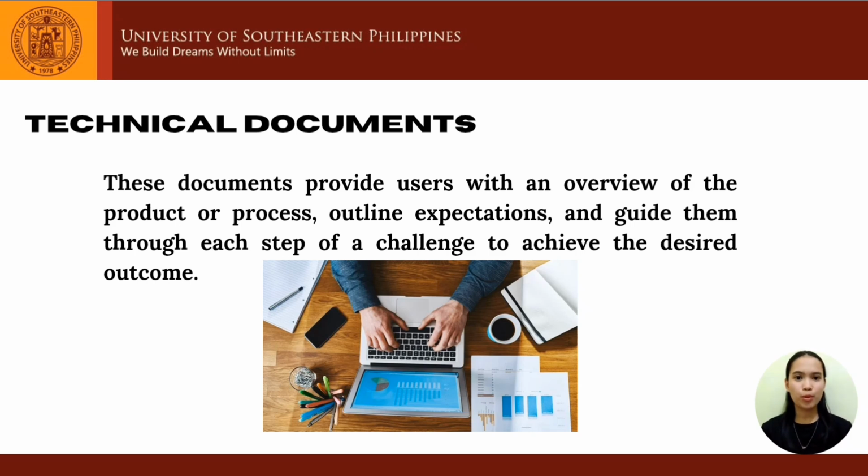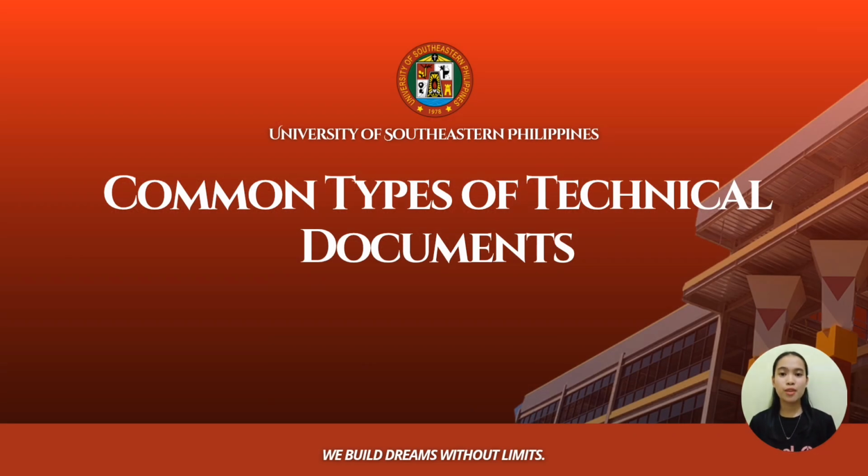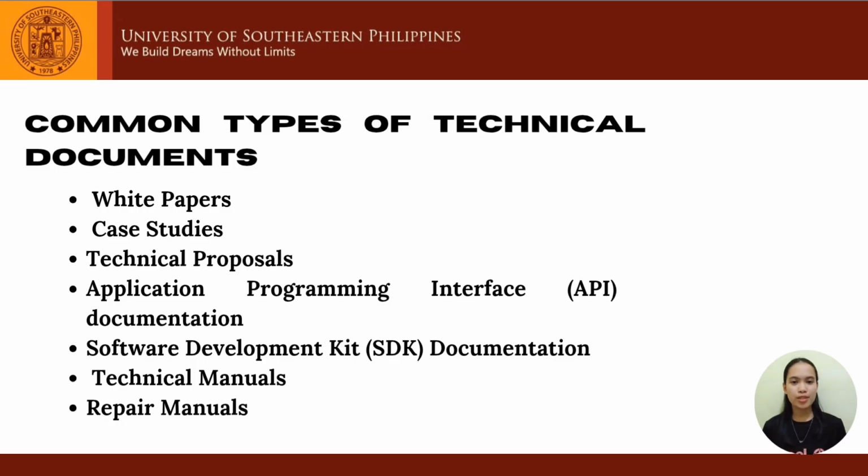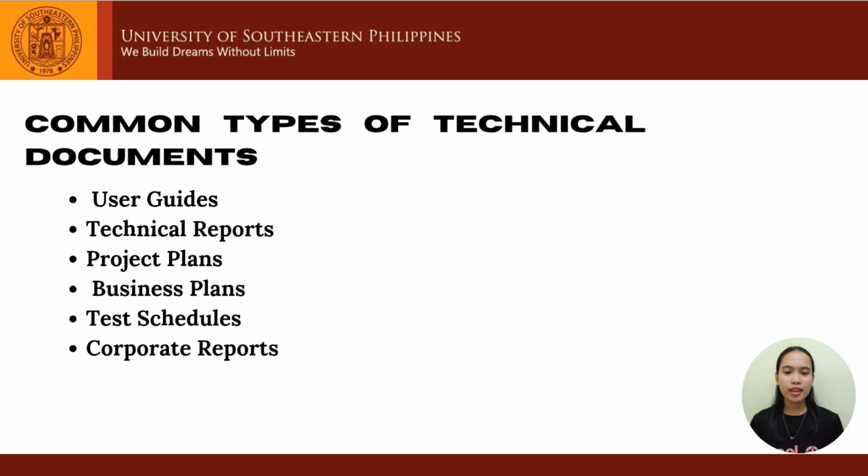and how they can provide guidance on how to use the product, explain internal processes, and even provide solutions to existing problems. Here are the common types of technical documents: white papers, case studies, technical proposals, application programming interface documentation, software development kit, technical manuals, repair manuals, user guides, technical reports, project plans, business plans, test schedules, and corporate reports. And for this discussion, I will be focusing on white papers.